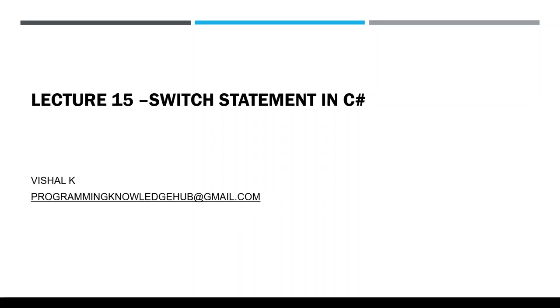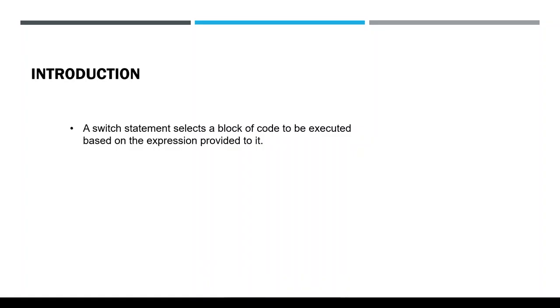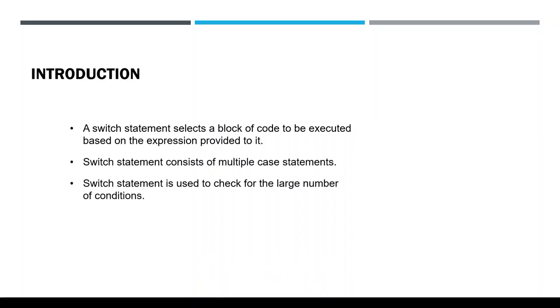I'm Vishal. In today's lecture, we are going to learn about a switch statement in C Sharp. A switch statement selects a block of code to be executed based on the expression provided to it. A switch statement consists of multiple case statements, and is used to check for a large number of conditions. In short, a switch statement contains an expression and multiple case statements. Each case statement contains a block of code to be executed.